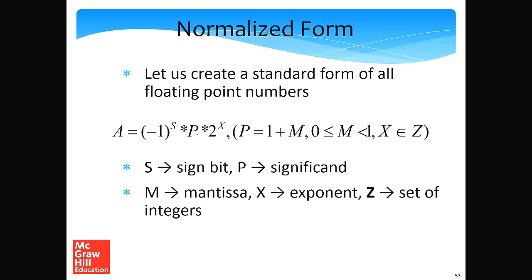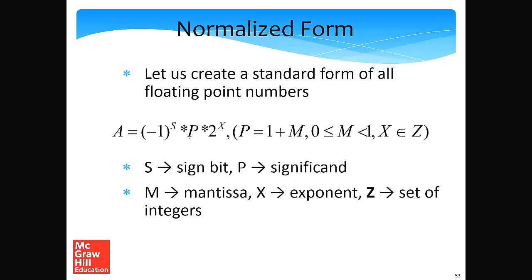Then we can define the significand. The significand is a number between 1 and 2. So we can represent the significand as 1 plus m, where 0 is less than or equal to m and m is less than 1, multiplied by 2 to the power x, where x is an integer. So x is an element of Z, which is the set of integers.